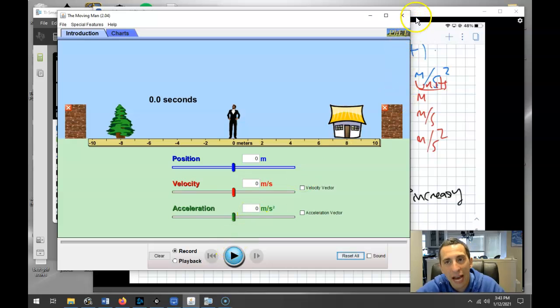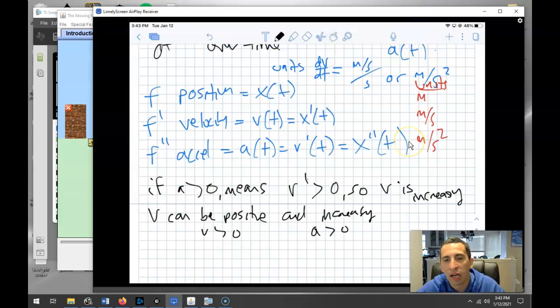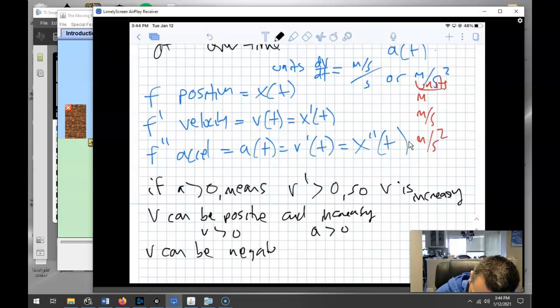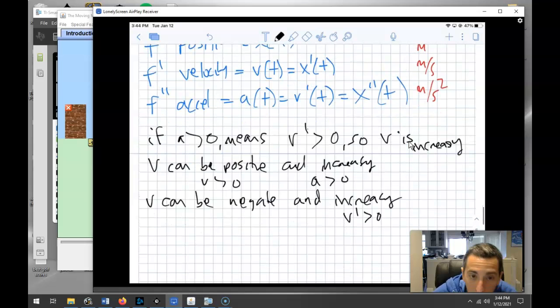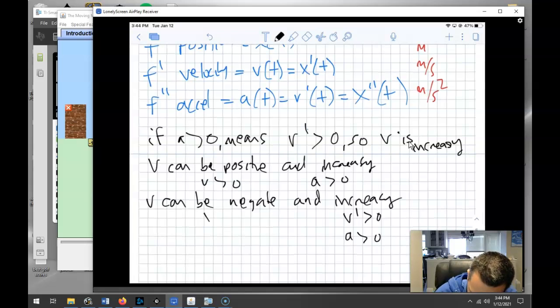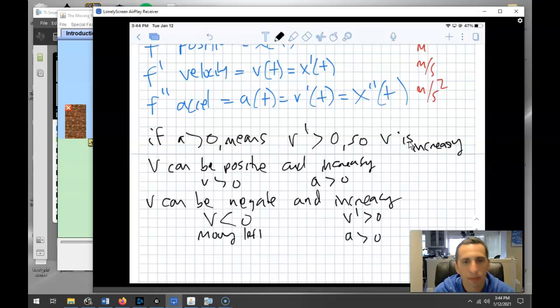Okay, so that's what's going on if you have a negative velocity and a positive acceleration. So v can also be negative and increasing. If your velocity is increasing, that means your v prime is greater than 0, so your a is greater than 0. If your velocity is negative, that just means you're moving to the left. And of course, the opposite of this is true, right?